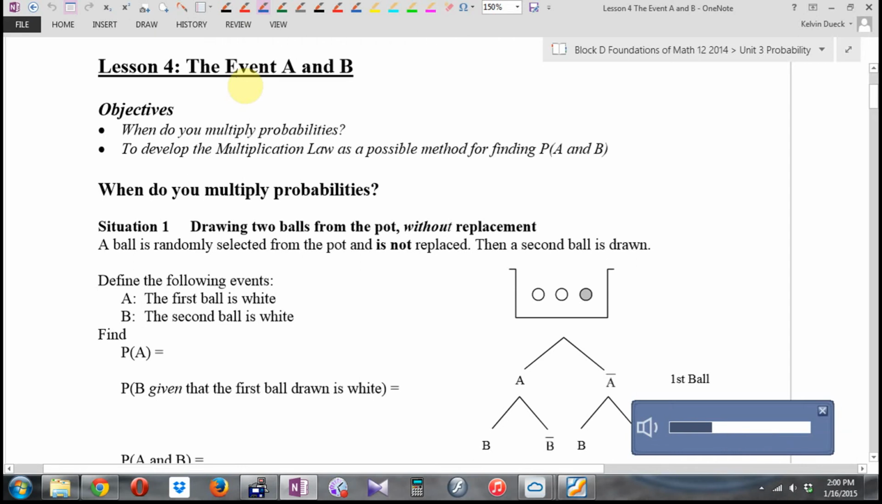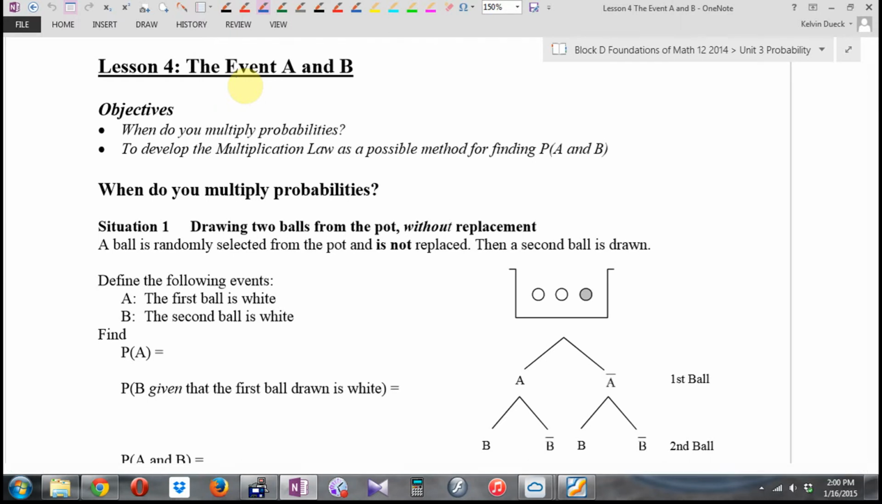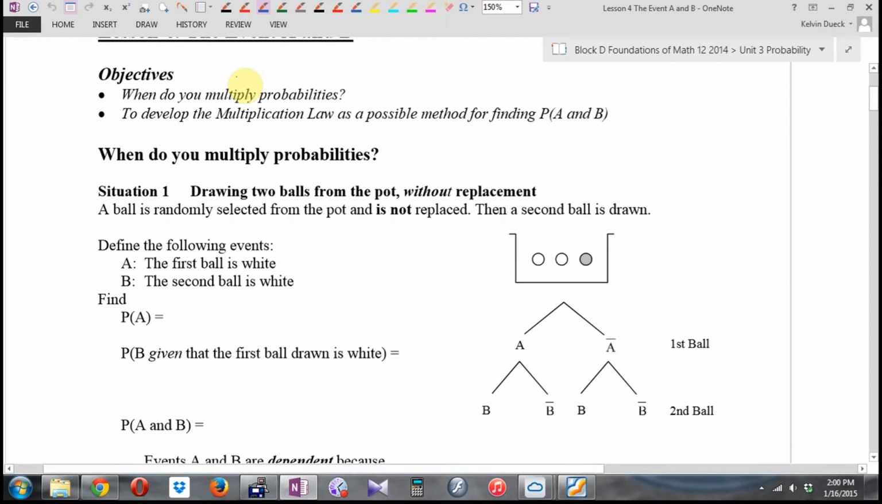When do you multiply probabilities? Here's situation number one. We're going to take 2 balls from the pot without replacement. So there's 2 white and 1 black marble. A ball is randomly selected from the pot and not replaced. So you hold it in your hand. A second ball is then drawn.